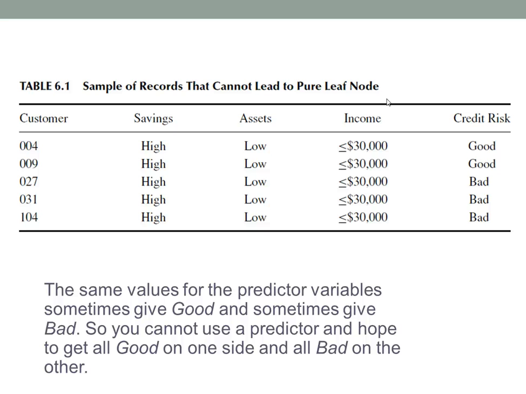this is just a portion of the whole data set. So here, they're all less than 30,000. So what do they mean by this data, this record? If we have a data set like this, and this is part of the data set, we cannot get pure leaf nodes if this is part of our data set. Why?